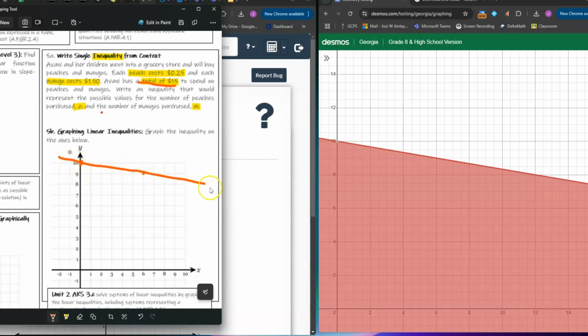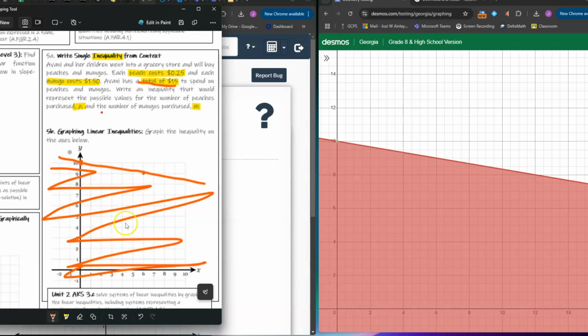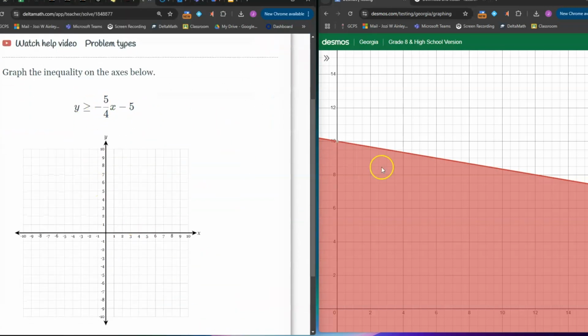So boom, solid line. And then where do I shade? Everything underneath it. Excuse my shading. All right, and that's it. That's how you're graphing linear inequalities. So you're just going to type it all into Desmos and find two coordinates, plot them, and then make it solid or dotted, and then shade.